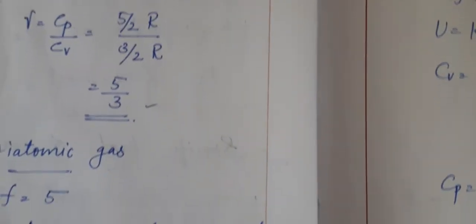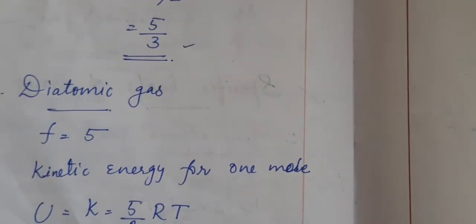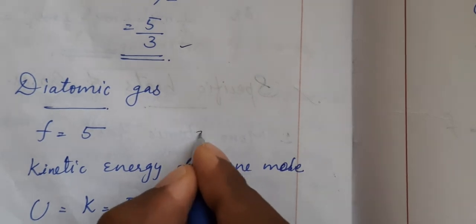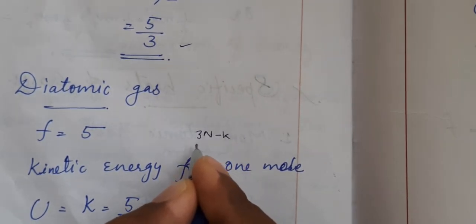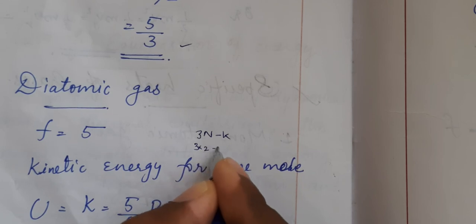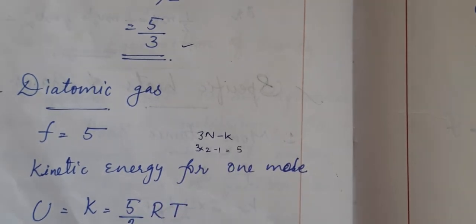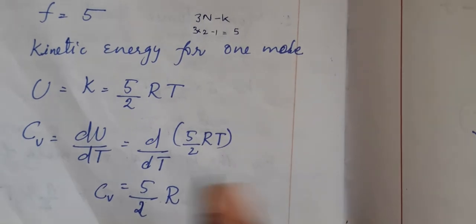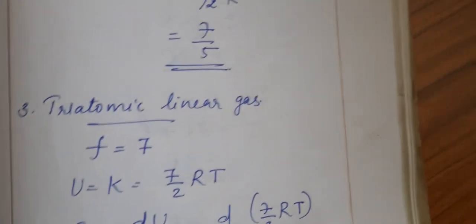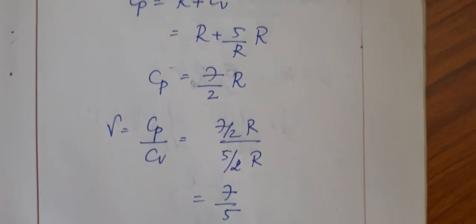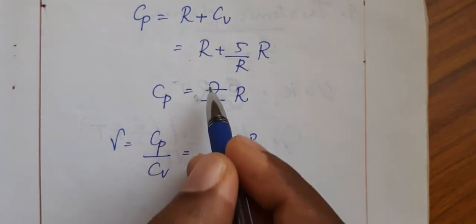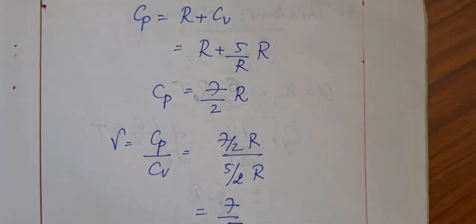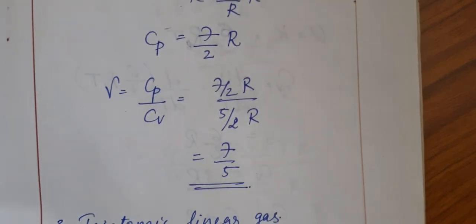Similarly, for a diatomic gas, if you take the F value, the degrees of freedom was 3N minus K, which was 3 into 2 minus 1, which means 5. We will get F is 5. Same way, the internal energy you get as 5 by 2 RT. Then Cv will be 5 by 2 R, and Cp is R plus Cv, which will give you 7 by 2 R. Gamma will be 7 by 5. So that is the gamma value, Cp by Cv, for a diatomic gas.